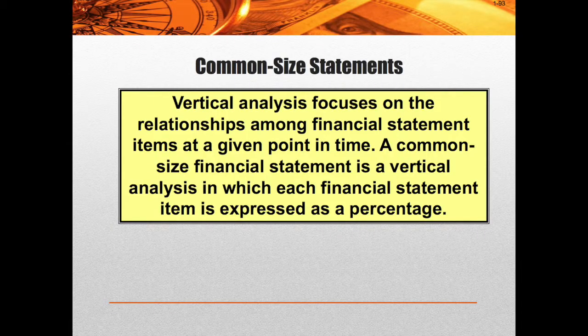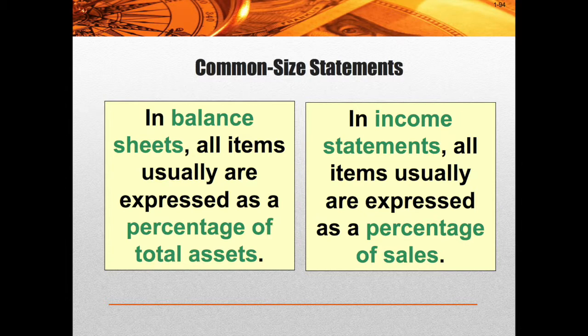So a vertical analysis focuses on the relationship among the financial statement items at a given point in time. The common size financial statement is a vertical analysis in which the financial statement is expressed as a percentage. So we have two ways to do this. In balance sheets, we express the percentage as total assets. And in income statements, we use sales to express the total percentage. So let's take a look at an example.